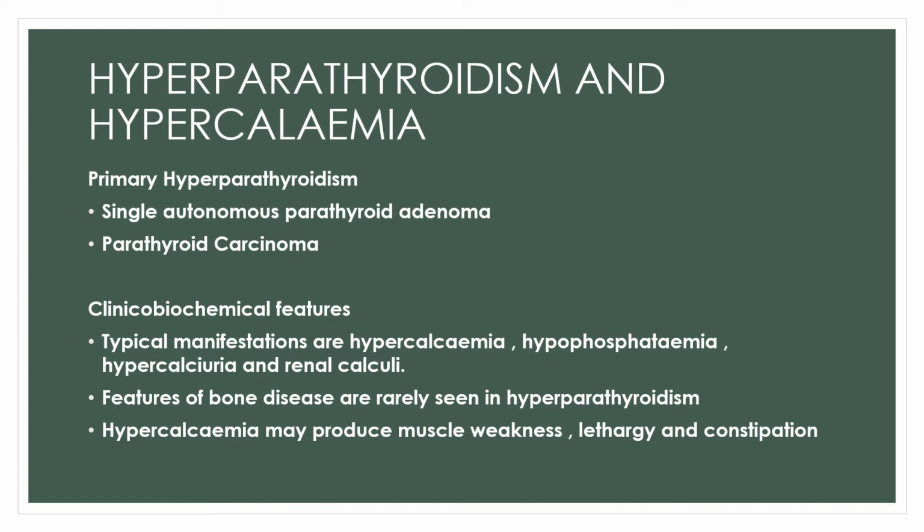What are the clinico-biochemical features of this primary hyperparathyroidism? The typical manifestations are hypercalcemia, hypophosphatemia, hypercalciuria, and renal calculi. So these are the major manifestations of primary hyperparathyroidism, in which there is an increased calcium level, decreased phosphate level, and due to increased calcium level there is increased calcium present in urine, and the increased presence of calcium in urine leads to renal calculi.